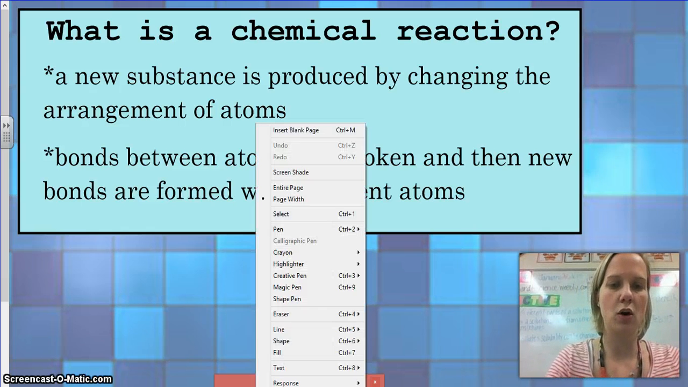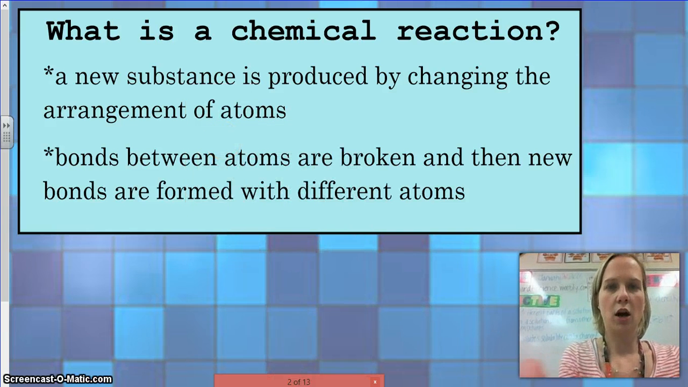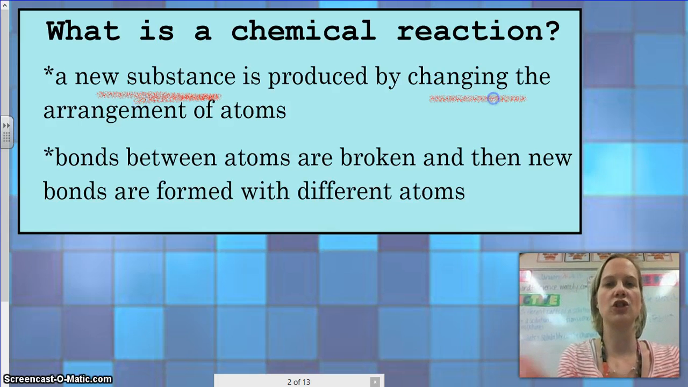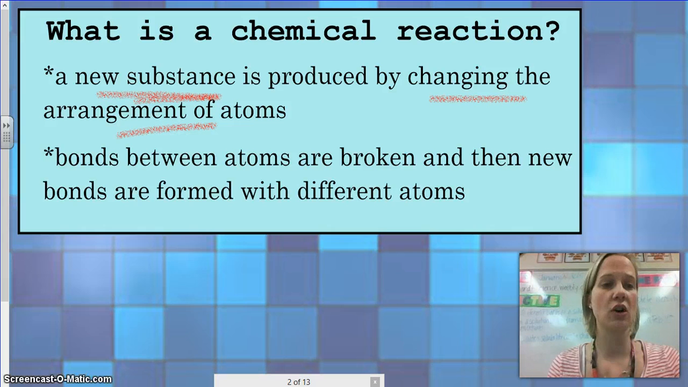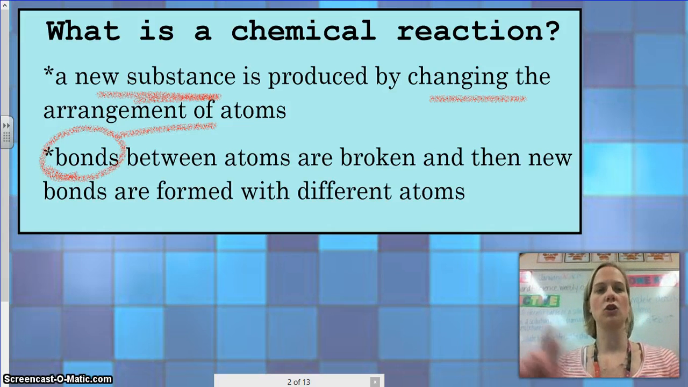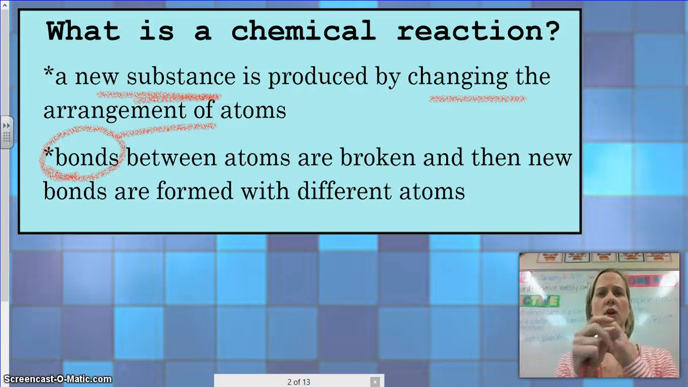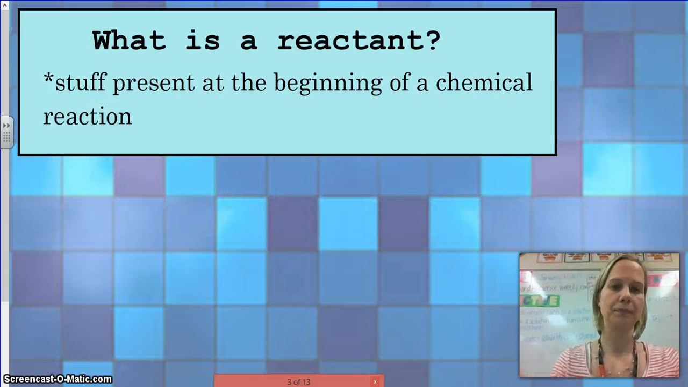We've got a new substance being produced by changing the arrangement, and so that's going to tell us a chemical change has occurred. The bonds between atoms are going to be broken and new ones are going to be formed. That's why it's a chemical change, because we've actually taken the atoms, broken up the bonds, rearranged them all, and put them together in a different way. So that's a chemical reaction.